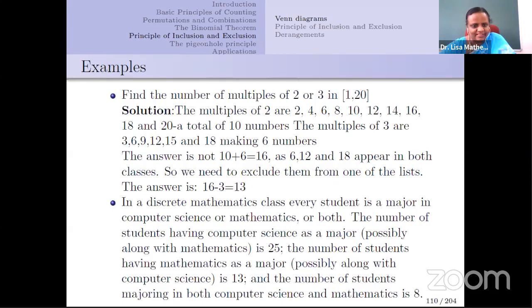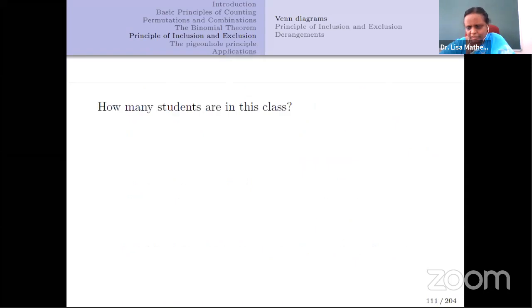Let me look at the next problem. In a discrete maths class, every student is a major in either computer science or maths or both. The number of students having computer science as a major is 25. The number of students having mathematics as a major is 13. And the number of students majoring in both computer science and mathematics is 8. This is something that happens in other universities. It doesn't normally happen in India, but abroad this is very common. You can have more than one major. Now the question is, how many students are there in this class?